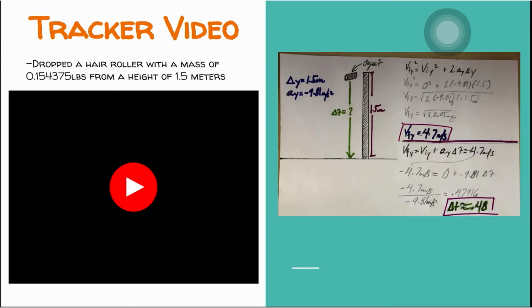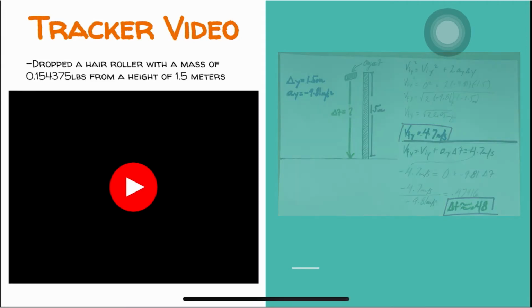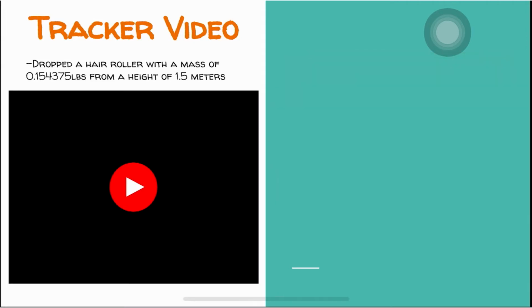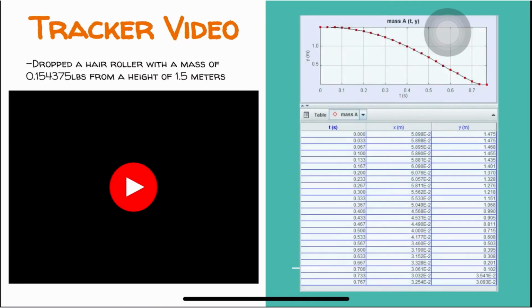According to my calculations, I thought the final velocity would be around 4.7 meters per second, and that my change in time would be 0.4 seconds, but that was actually significantly less than what it did in the video and my Tracker model. In the model on Tracker, it fell at a little bit over 0.7 seconds, and that's likely due to air resistance and possibly the surface area or shape of the object.